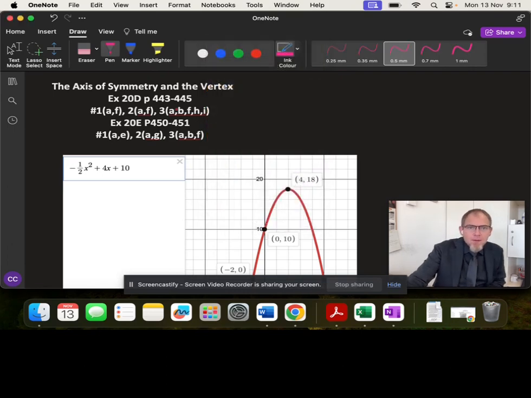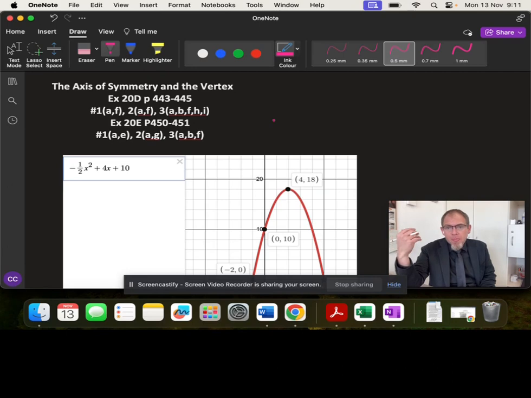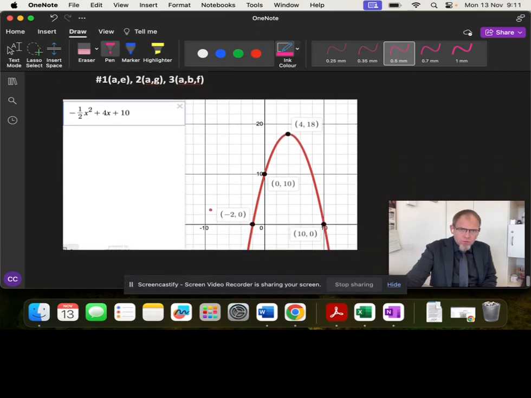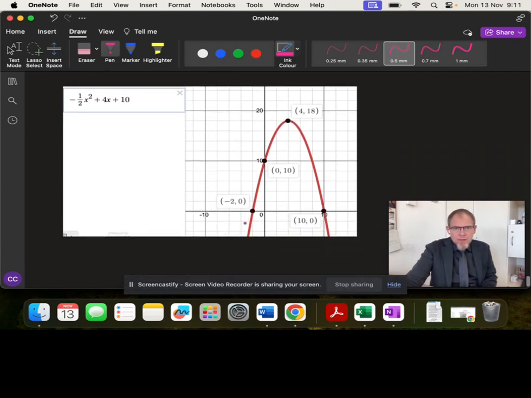Okay. So today we are going to talk about two concepts that are really closely related to each other. It's the axis of symmetry and the vertex of a parabola. So I want to start by looking at this parabola right here. Now, every single parabola has a line of symmetry. They have horizontal symmetry, is what we call it.